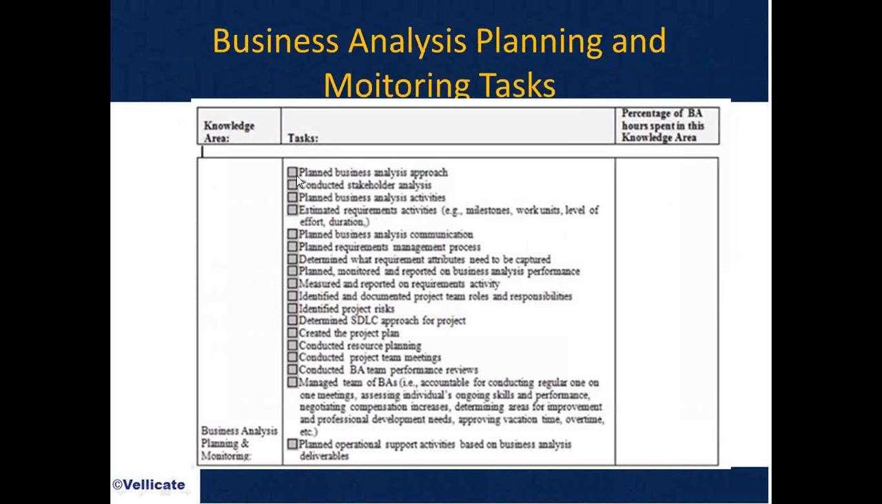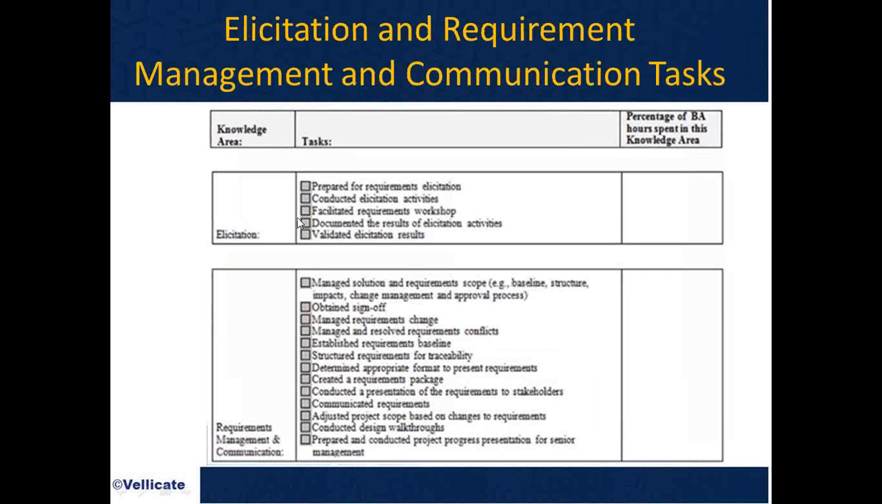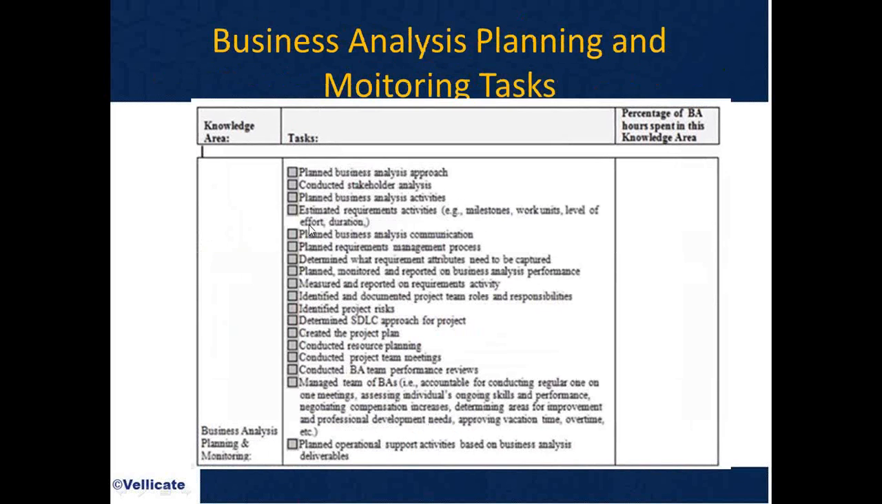So the IIBA application will have a huge list like this actually. So this is business analysis planning and monitoring, and you see there is a huge list, and there are many tasks which are not BA tasks. For example, identified project risk, determined SDLC approach, created project plan, conducted resource planning. None of these are BA tasks. Conducted BA team performance review, even that is not a BA task. That is a manager's task. Managed the team of BA, again not a BA task. So therefore, do not tick those things.